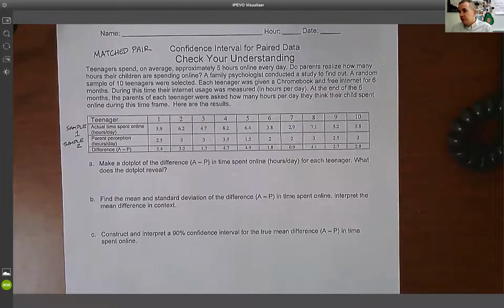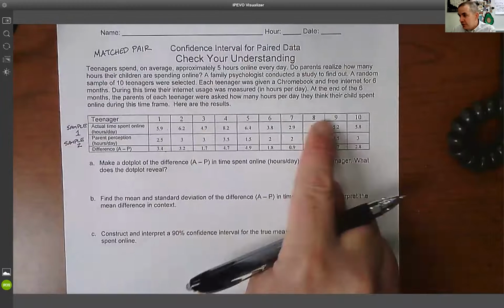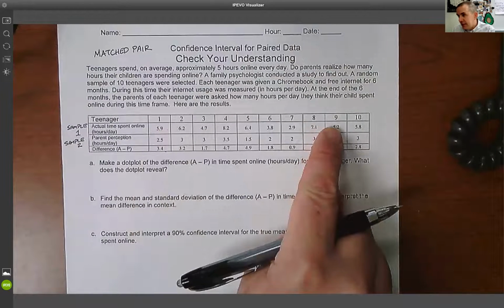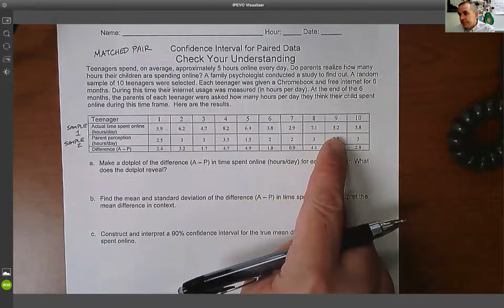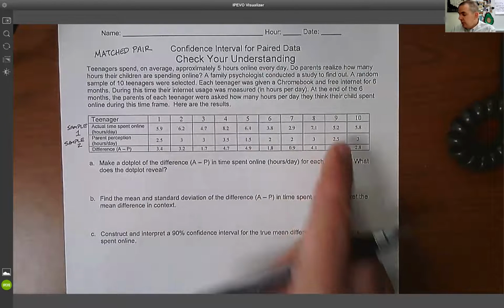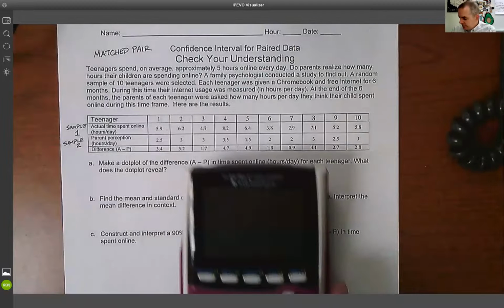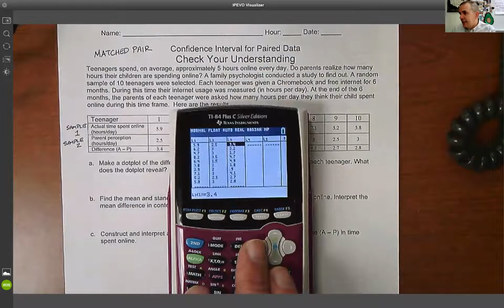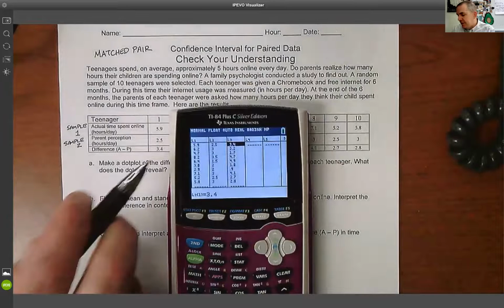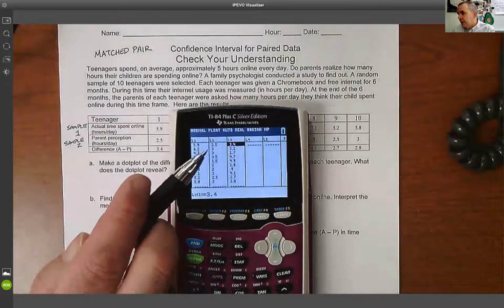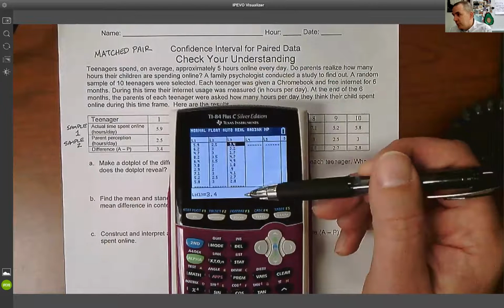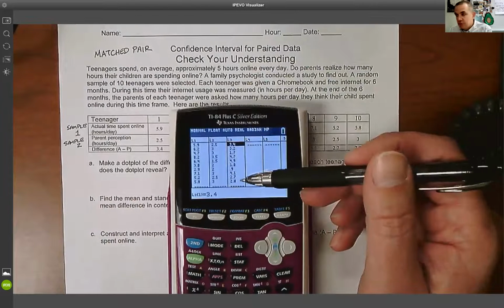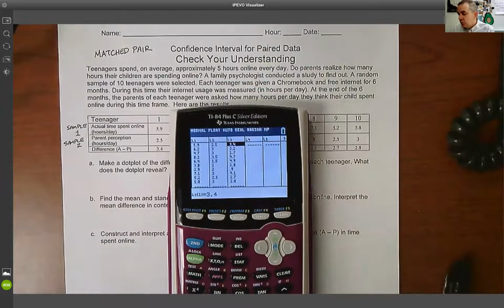So we have the two samples. This is how many hours they really spent online per day. This is the perceived hours online per day that the parents had. I put the hours that teens actually spent online in L1, their parents' perception in L2. What we really care about is the difference between the two, and that's what we're going to run the test on.